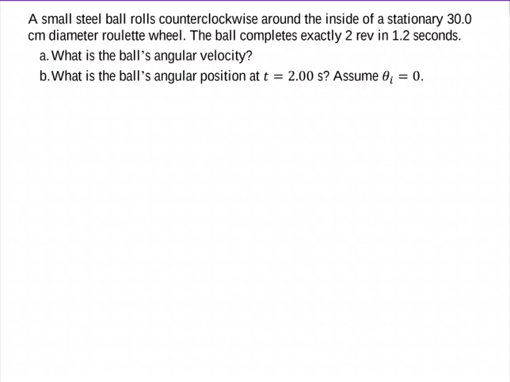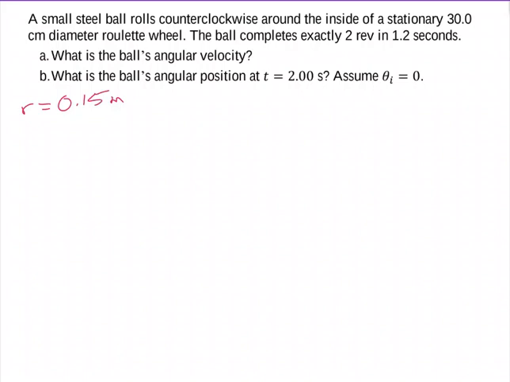All right. So very straightforward problem, actually. What do we do? We need to convert our diameter to radius into meters, right? 30 centimeter diameter roulette wheel. 30 centimeters would actually be 0.3 meters. So the radius would actually be half of that, 0.15 meters.